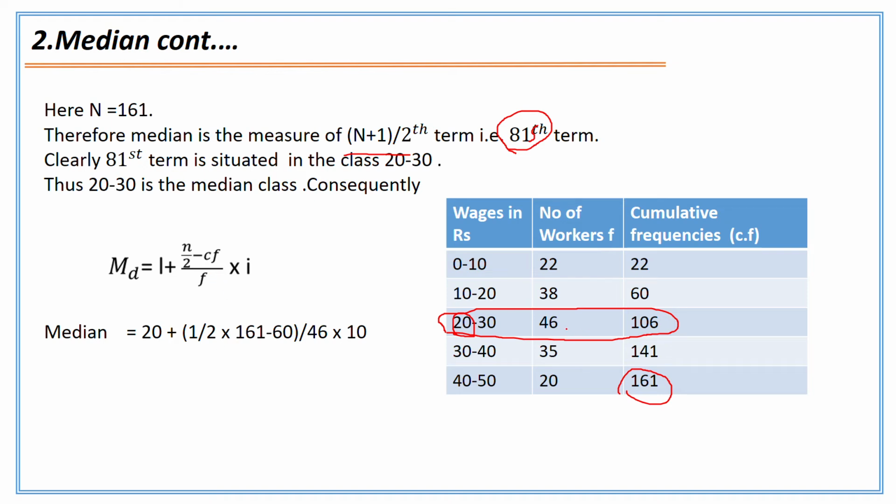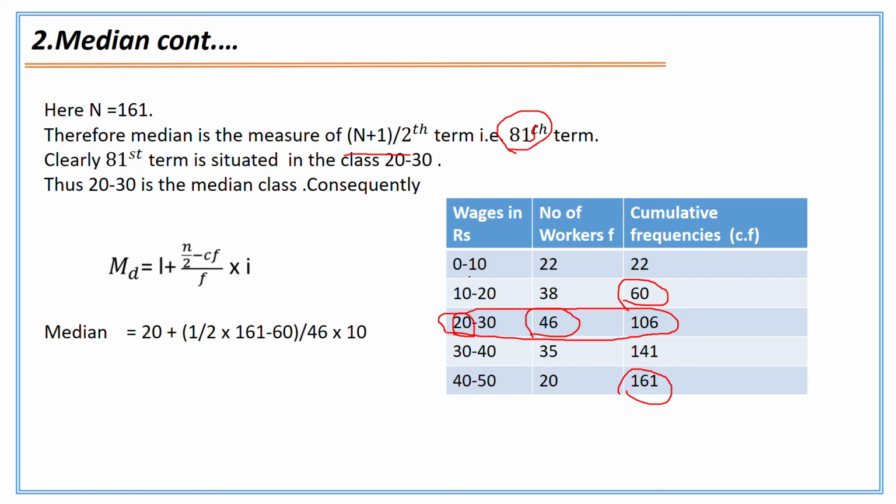CF is the cumulative frequency of the class one class before the median class. So, one class before the median class, the cumulative frequency is 60. So, here I have put 60. And 46 is the frequency of that particular median class, which is 46 into class interval.